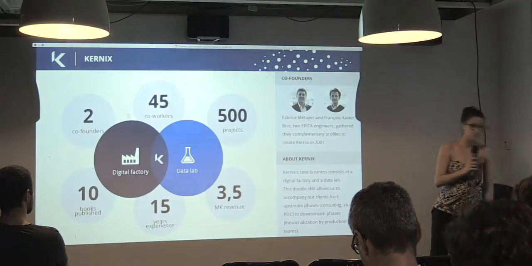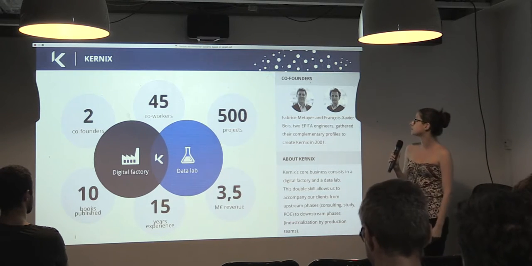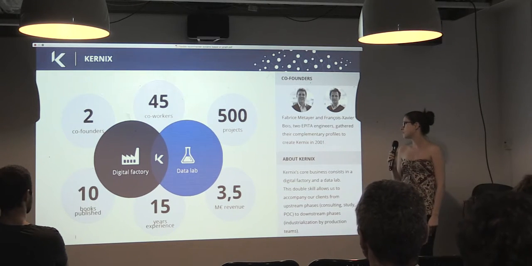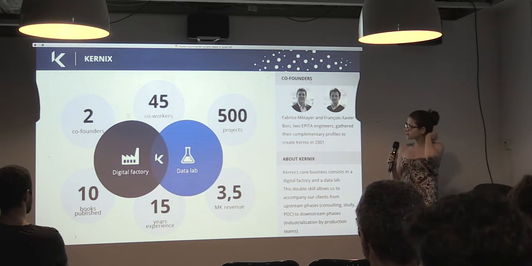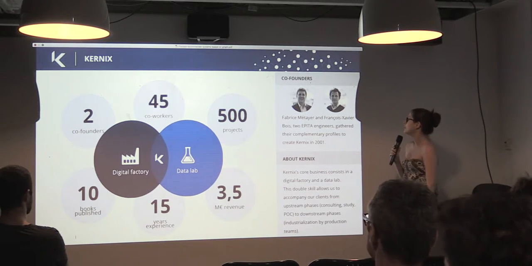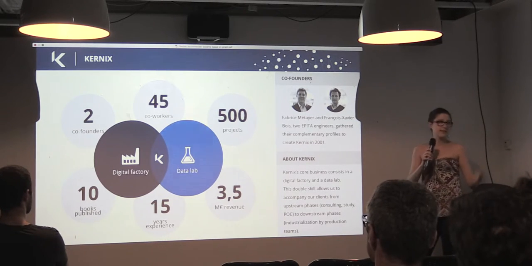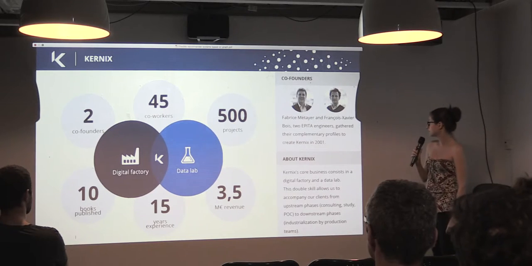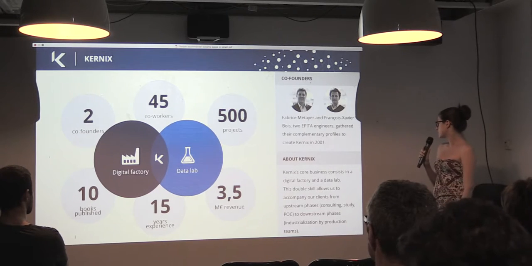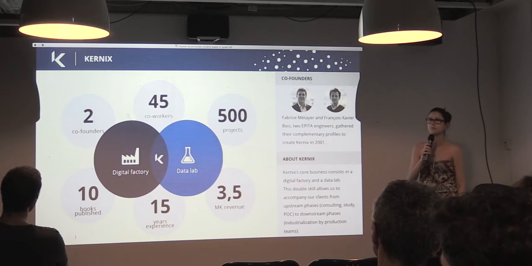So before going deeper into the topic of graph-based recommender systems, just a few words about Kernix. We are a 15-year-old web agency, which nowadays is composed of a digital factory which designs websites, coupled to a data lab in which Joseph and I are currently working. This allows us to handle upstream phases such as studies or POCs, but also downstream phases with industrialization of our solutions.